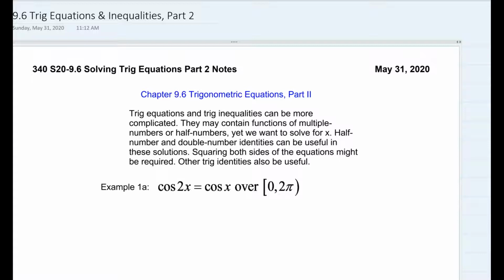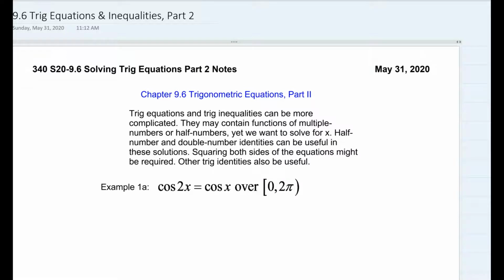So first of all, trig equations and inequalities can be more complicated. We can run into situations where we have half angles or multiple angles, also known as half numbers or multiple numbers. And so we're going to need the formulas, the identities we learned earlier, quite possibly. We might need to use other methods like squaring both sides of an equation. And some combination might be necessary. And we always, as we do in math, need to look for patterns.